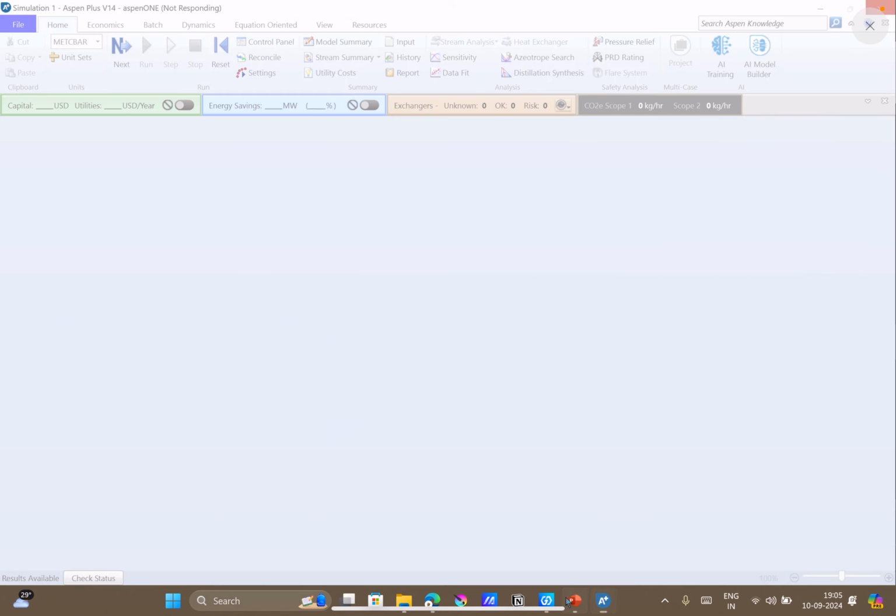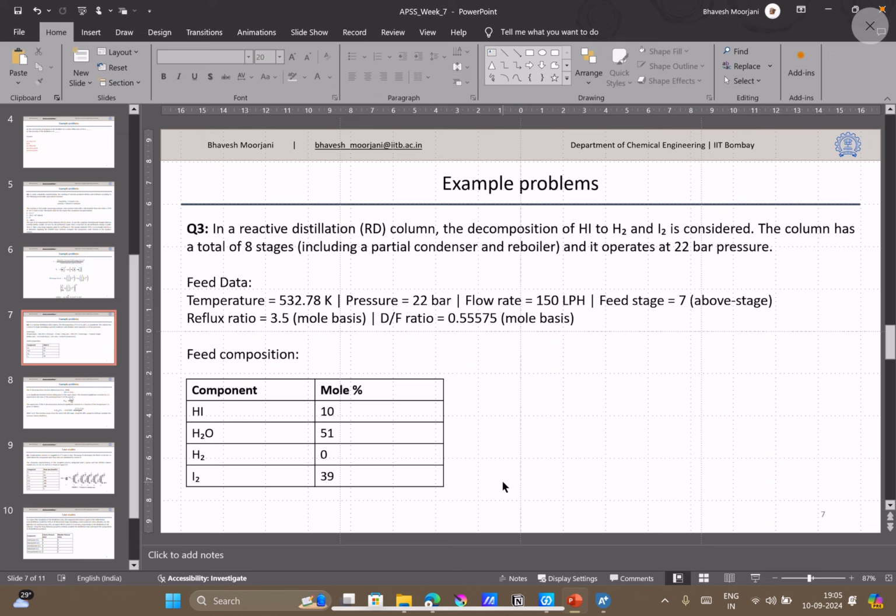So question number 3 says that we have a reactive distillation column where decomposition of HI to hydrogen and I2 is considered. The column has a total of 8 stages, including a partial condenser and a reboiler. The operating condition is given as 22 bar. Feed condition is given: temperature, pressure value, flow rate, feed stage, as well as reflux ratio, and a distillate to feed ratio has been provided along with the feed composition.